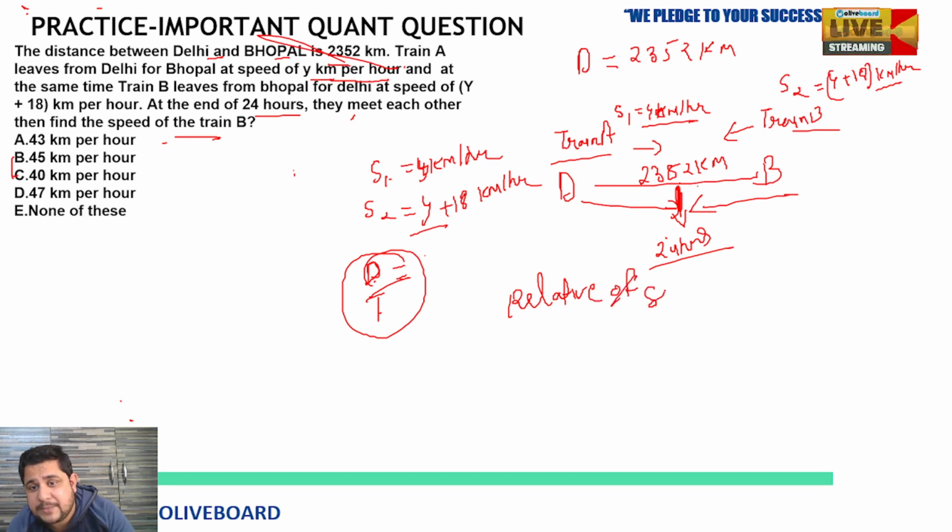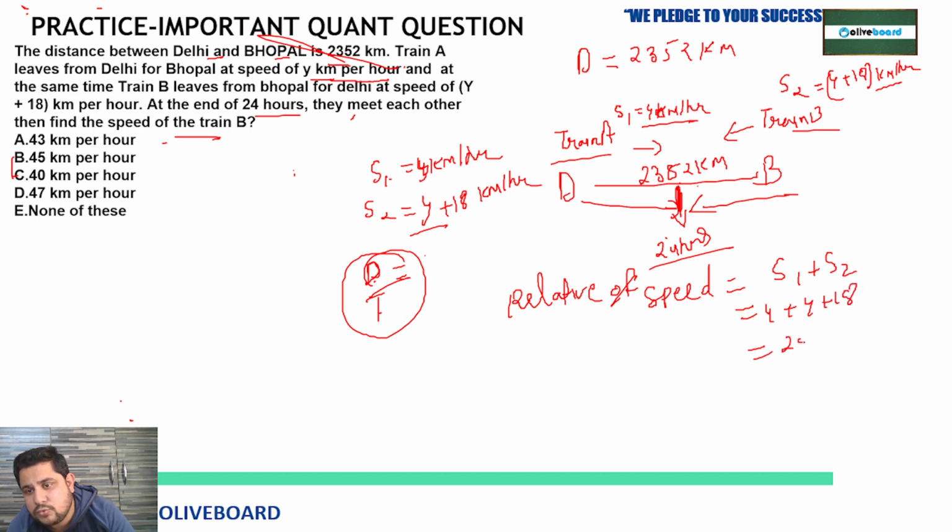Relative speed is equal to s1 plus s2, which means y plus 18 plus y, so 2y plus 18. Fine. Now we can calculate it easily. Now distance is 2352, which is given to us.